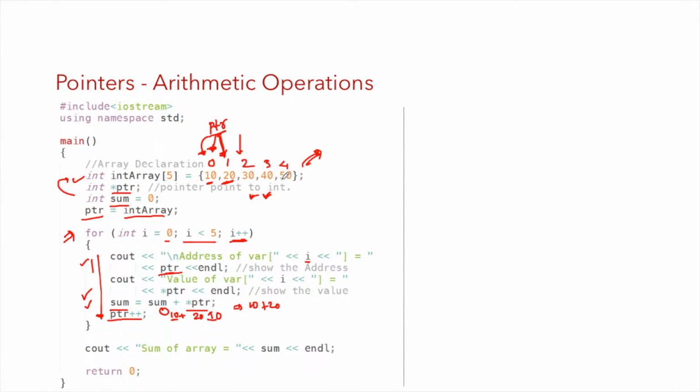In the final iteration, when your I becomes 4, this is going to happen. So let us assume that 10 plus 20 plus 30 plus 40 has happened now.